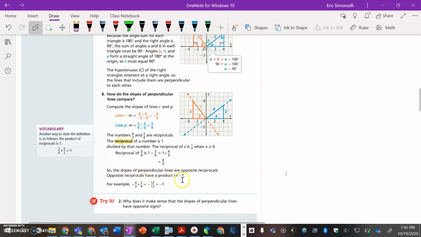Opposite reciprocals have a product of -1. And if we do the math with -4/3 times +3/4, or -12/12, of course, that simplifies to -1. This will always happen when we compare opposite reciprocal slopes, but also perpendicular lines.